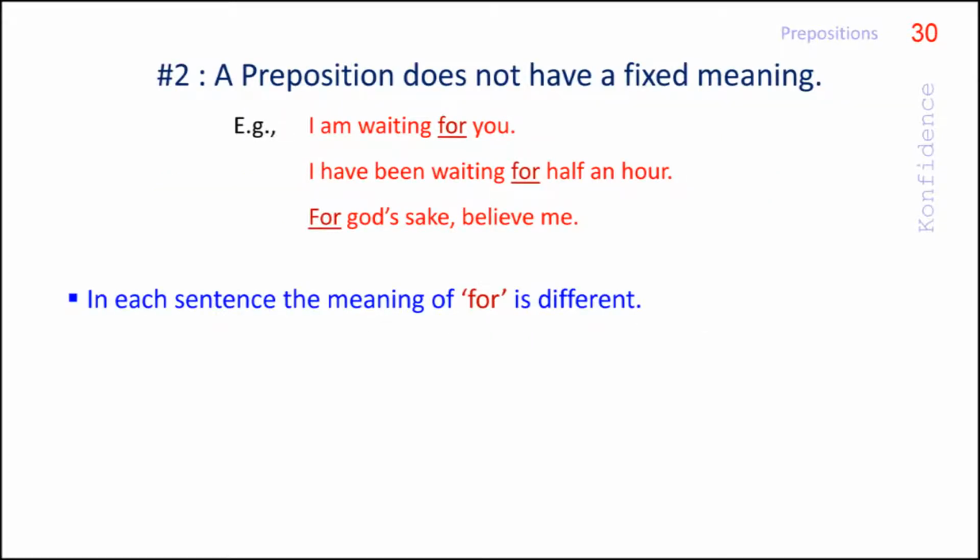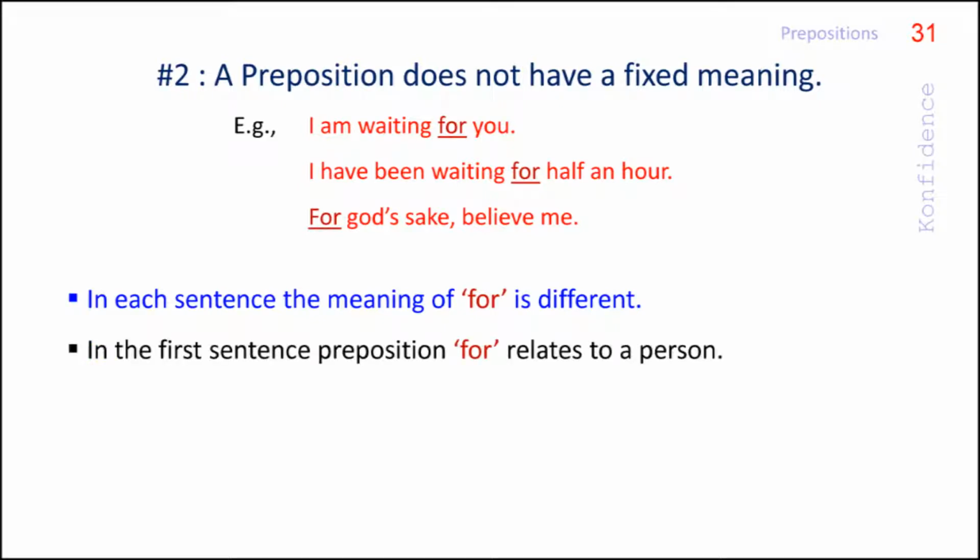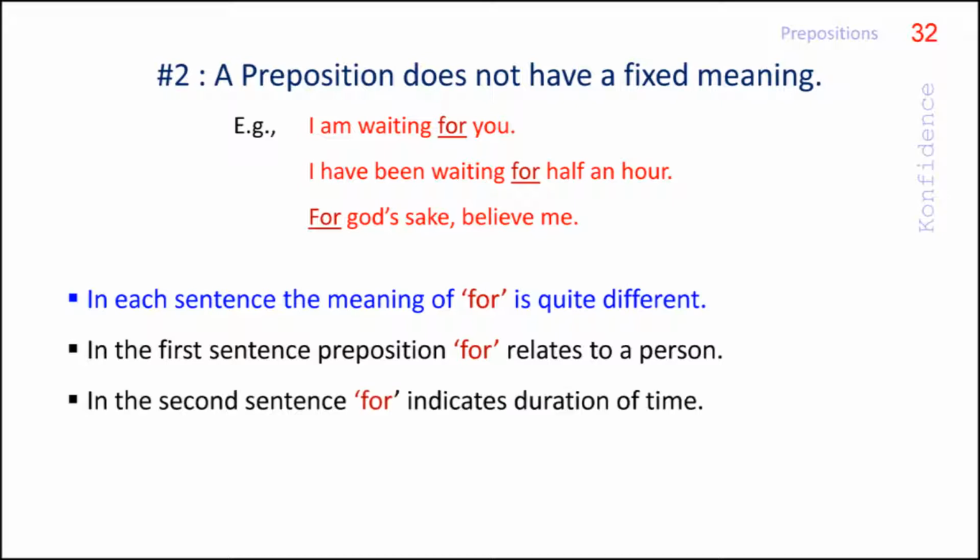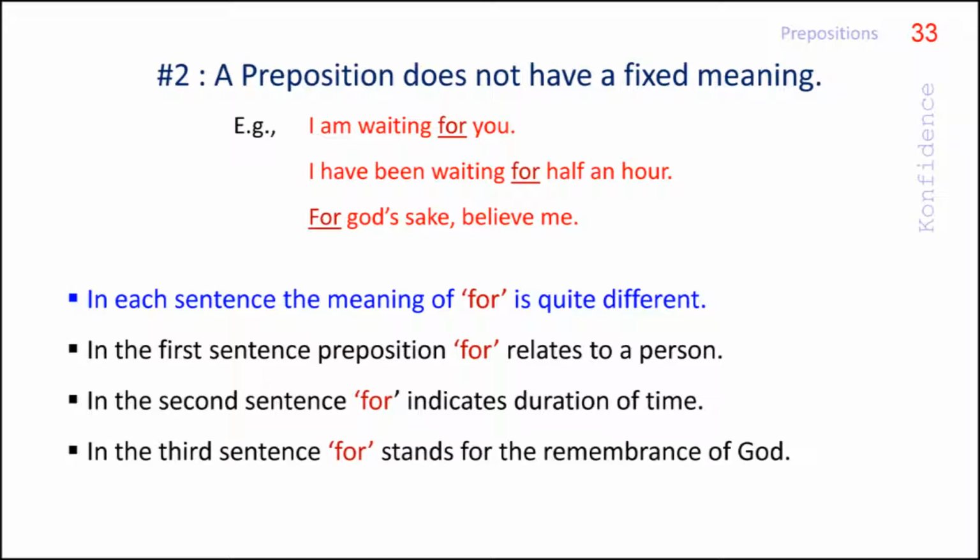There are 3 sentences. In each sentence, we can see the same preposition, for, and in each sentence, the meaning of for is quite different. In the first sentence, preposition for relates to a person, you, waiting for you. In the second sentence, for indicates duration of time. And in the third sentence, for stands for the remembrance of God. Only constant acquaintance with prepositions will help us to understand its change in meaning in various situations.